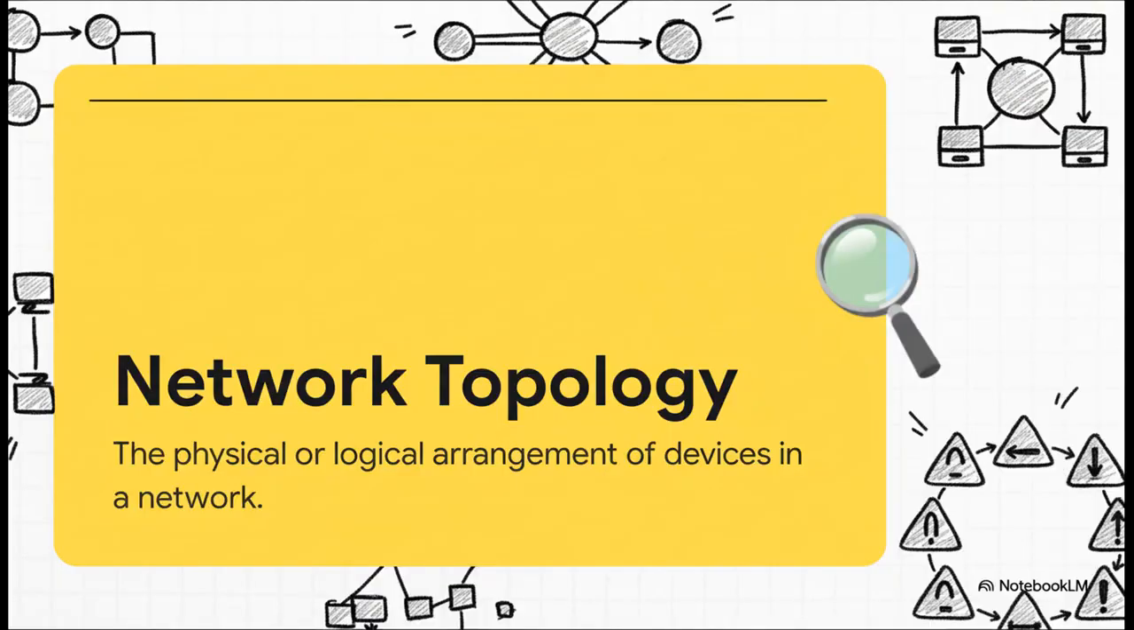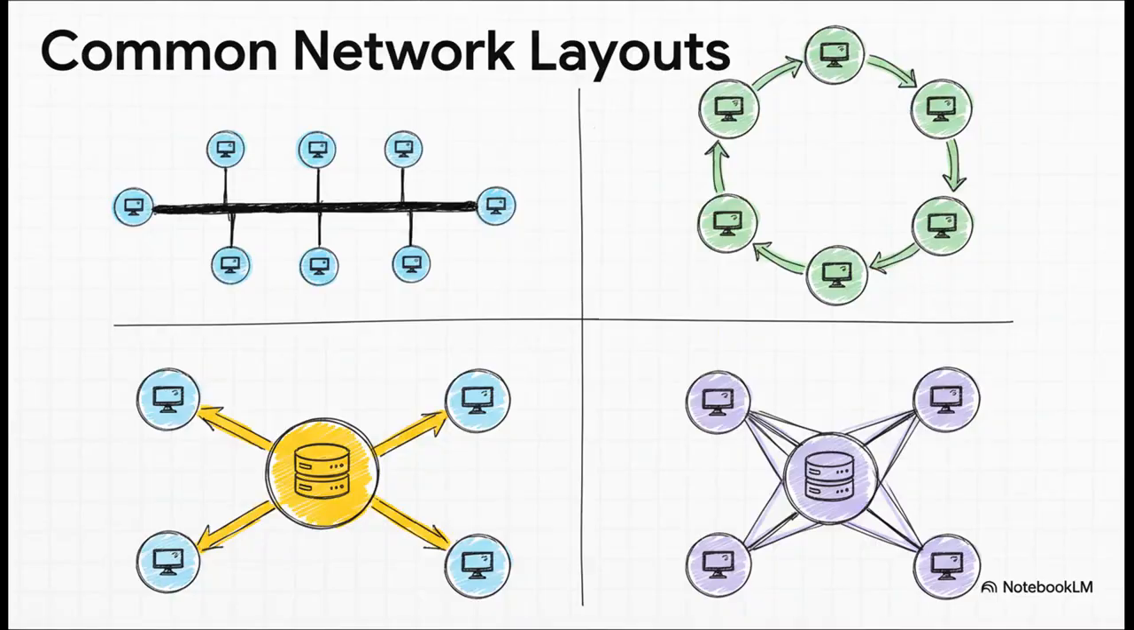So the way all these devices are laid out is called the network topology. Honestly, just think of it as the floor plan or the map of the network. It just shows how everything is connected to everything else. Now, there are a bunch of different layouts, like the old-school bus or the circular ring, but the one you almost certainly use every single day is the star topology.